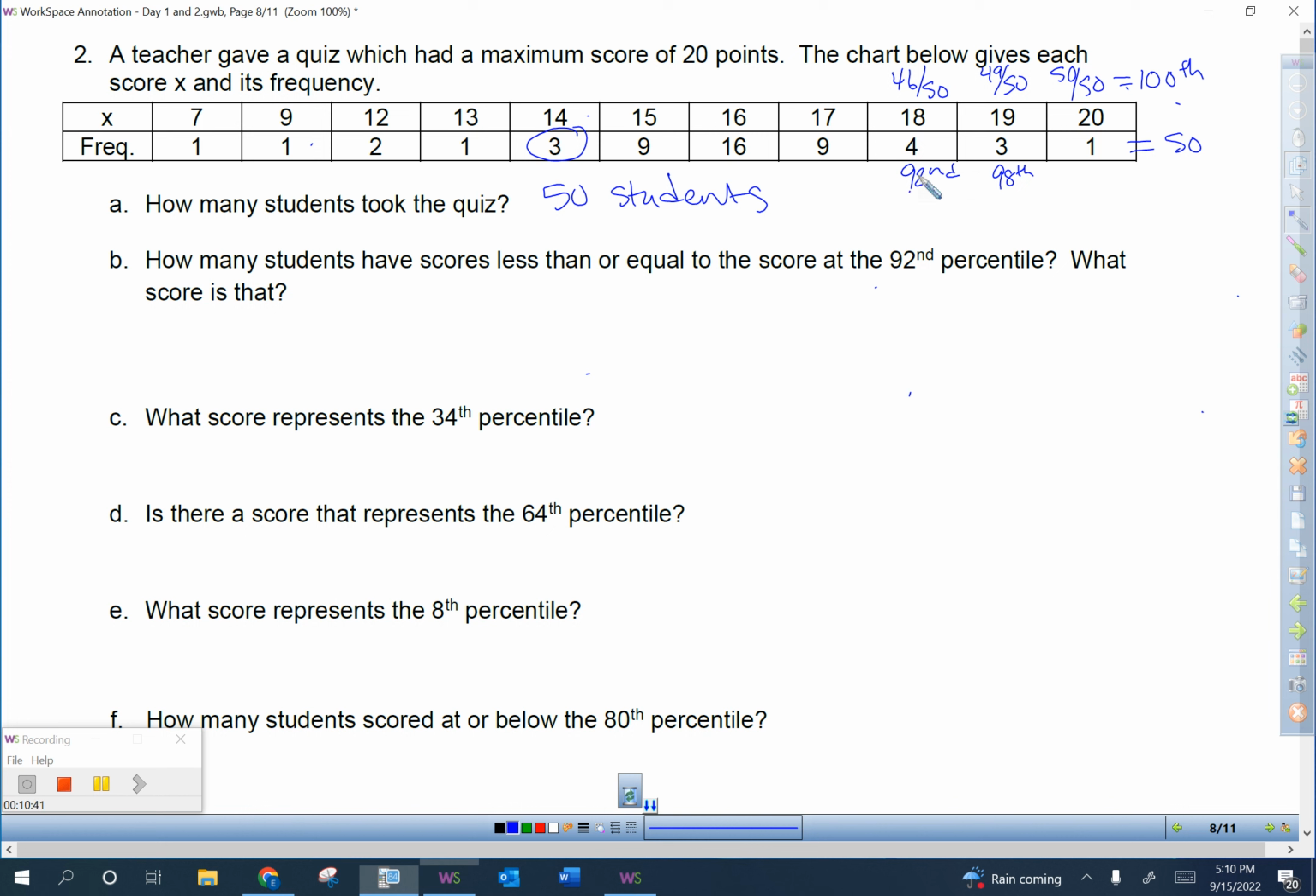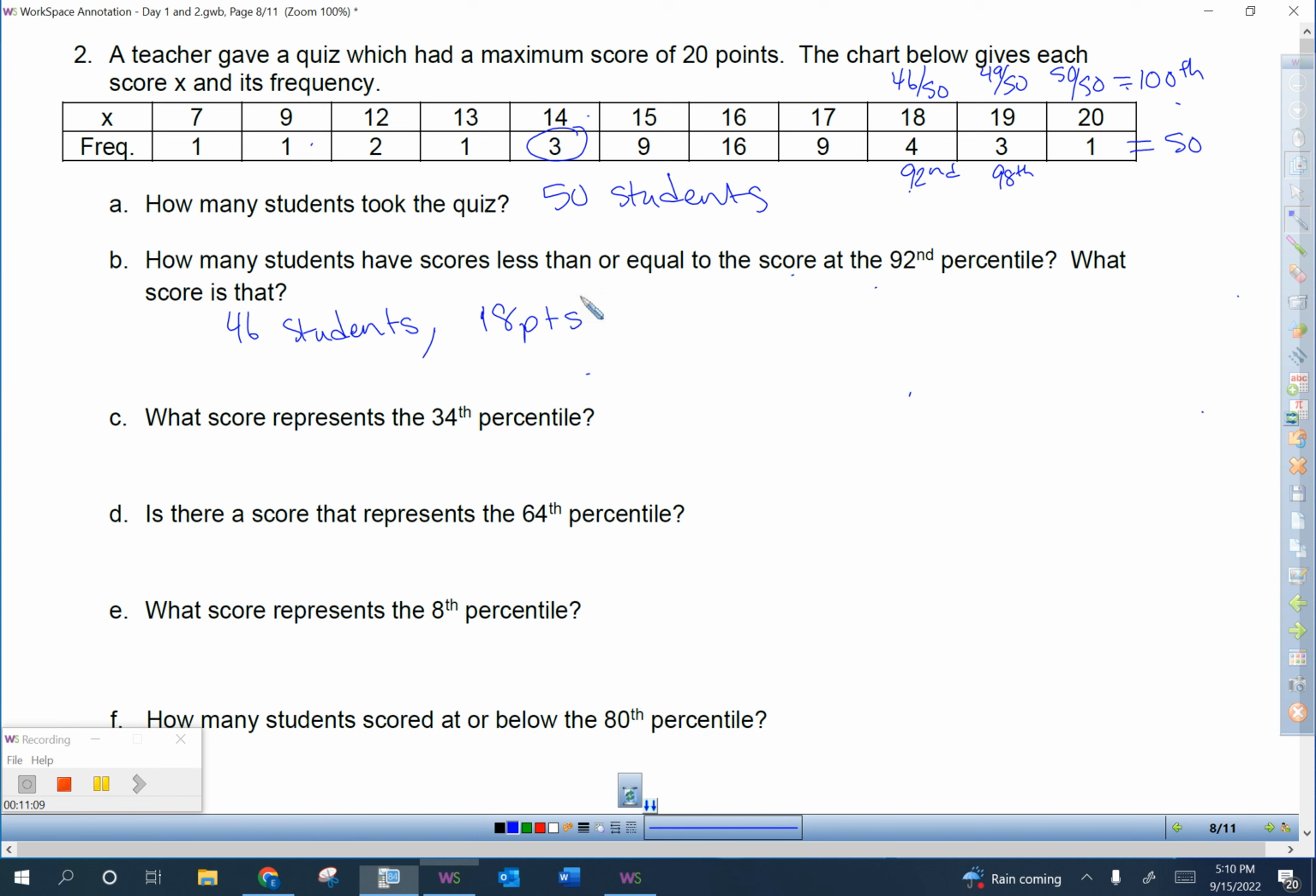Okay, again, 46 times 2. So here it says how many students score less than or equal to that score. And so that top number would be 46 students. And then it says what is the score? That would be the score is 18. And it was talking about points, so we'll say 18 points.